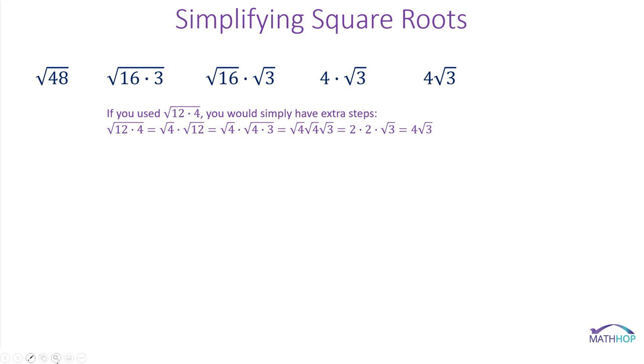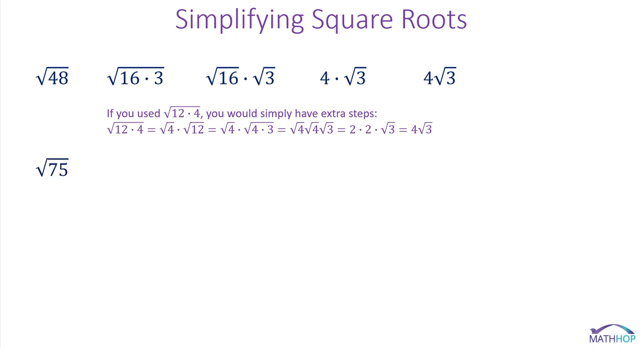Okay, so here's what I'm saying. If you used 12 times 4, you would get 4 rad 12. You would say, okay, well, 4, that's going to be 2, but guess what? 12 also has 4 as one of its factors. So before I do anything, I'm going to rewrite 12. So now I have the square root of 4 times the square root of 4 times 3, which gives me the square root of 4 times the square root of 4 times the square root of 3. So you get the same answer, you just have a few extra steps. So if you don't choose the largest perfect square factor, don't worry.